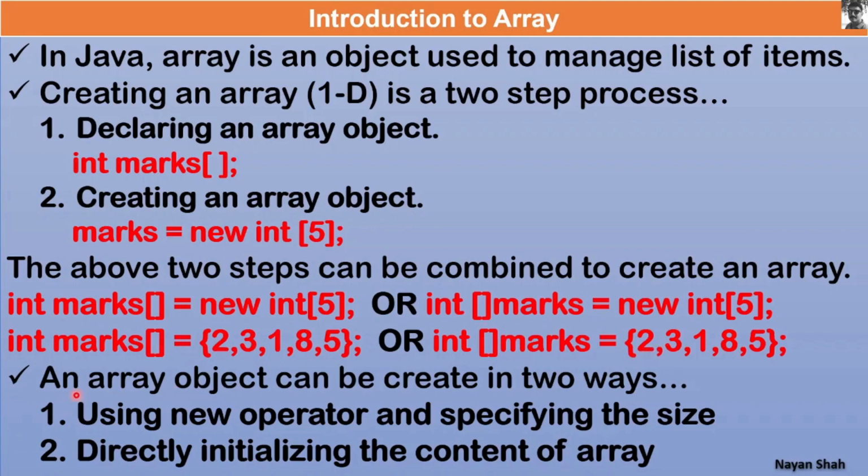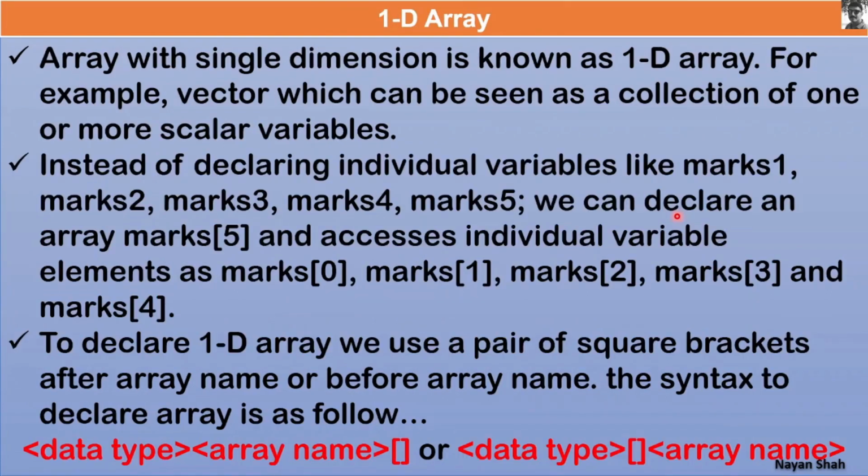So what we can conclude from this is that an array object can be created in two different ways. One, using the new operator like this and specifying the size of the array. And second is directly initializing the content of the array by specifying initial values. So these are the two ways we can create an array: specifying the size or specifying the initial values.